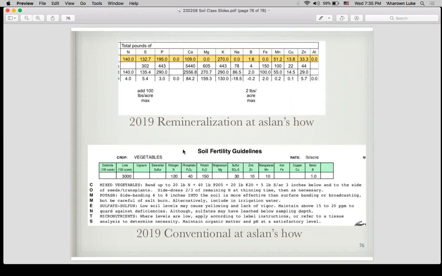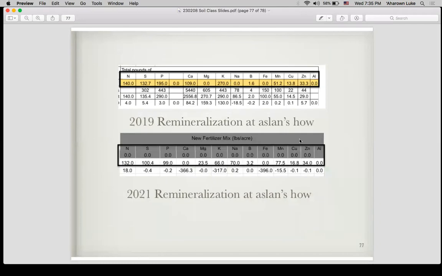So that's completely different. And then sulfur, look at this. 30 pounds per acre versus 132. And zinc, same thing. Manganese, same thing. These are orders of 2 to 5 times different. And that is a telltale.